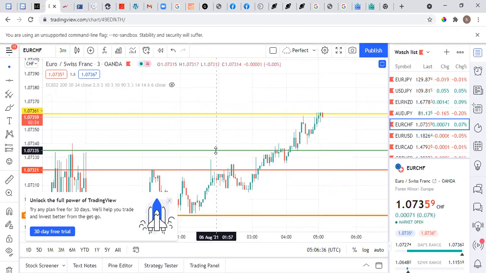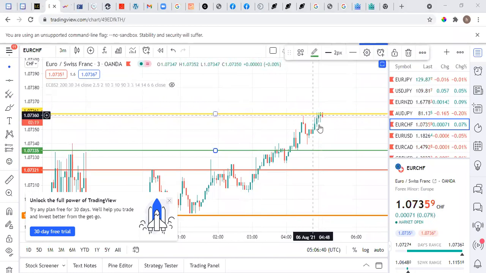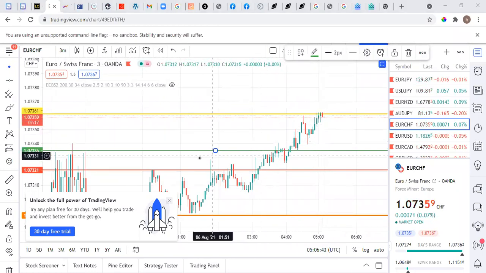This would be a perfect area. This is my green line. It's a perfect area, but I don't know how long it's going to take before it gets there. But this is my green line. You can really take good trades here.